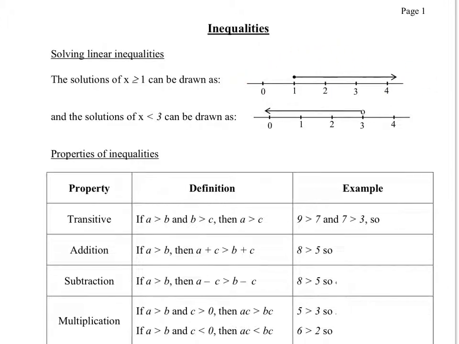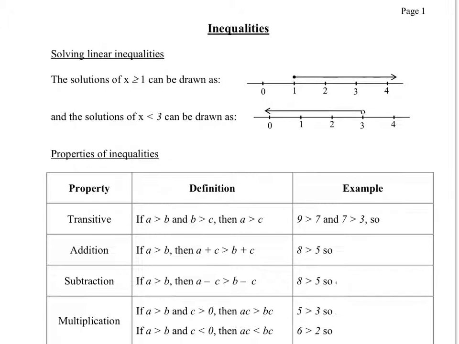You put a full circle, a circle that's been filled in, and then a line with an arrow to indicate that the solutions keep on going forever in this direction. So x is more than or equal to 1 has a full circle, and then everything to the right.